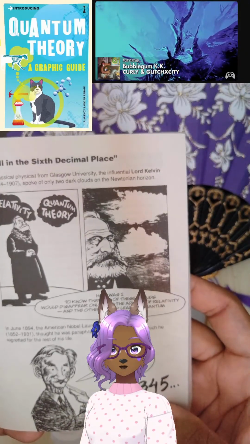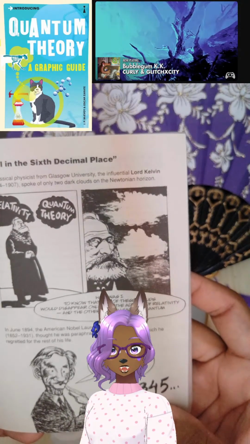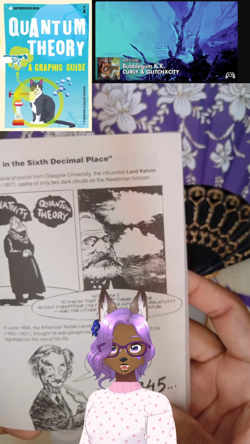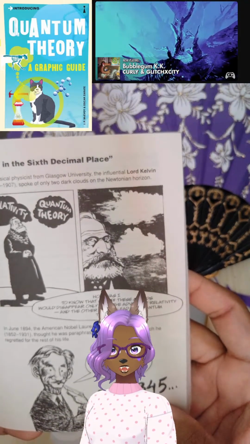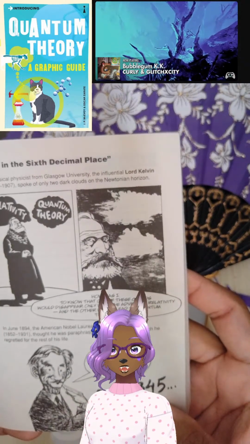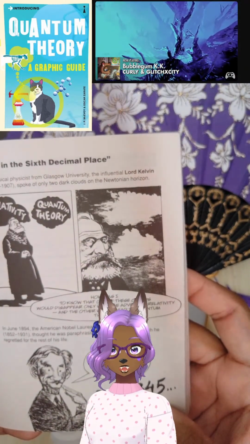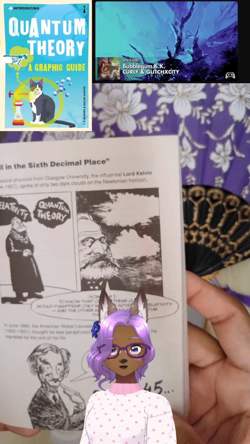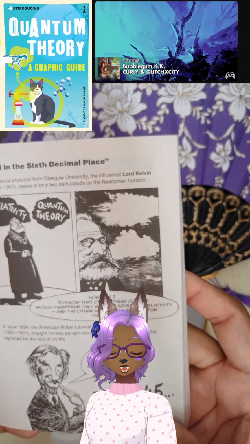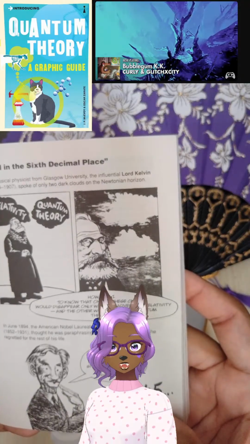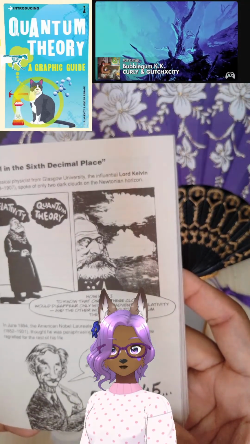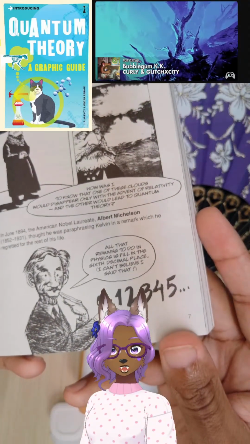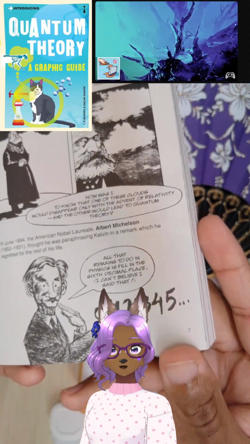In June 1894, the American Nobel laureate Albert Michelson, probably Michelson, 1852 to 1931, thought he was paraphrasing Kelvin in a remark which he regretted for the rest of his life. All that remains to do in physics is fill in the sixth decimal place. I can't believe I said that. It's that guy there, Albert Michelson.